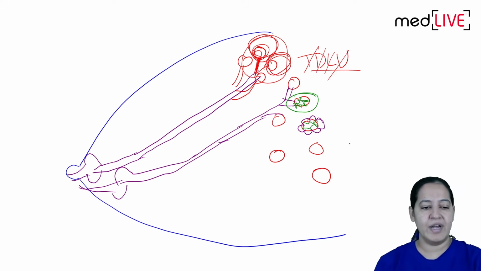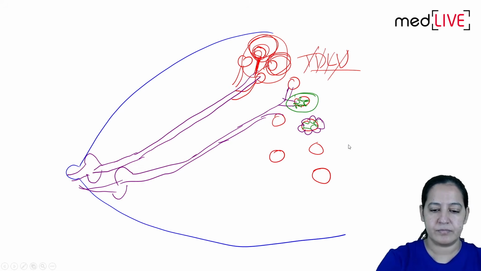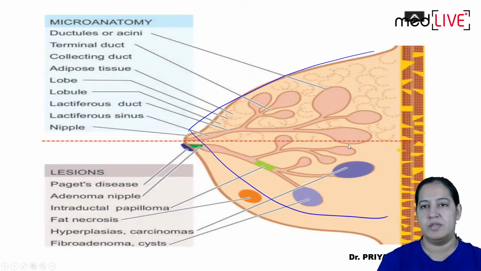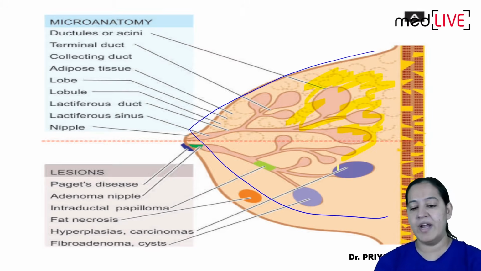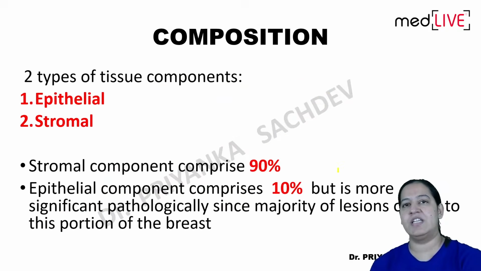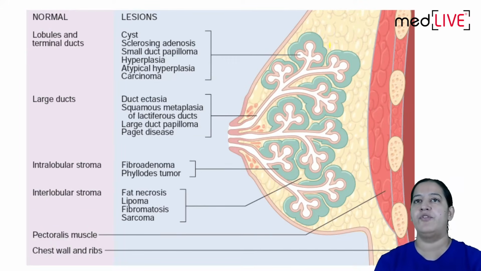Now look at the background. Can you see the background here? The background is known as stroma. In short, the breast has two components, epithelial component and stromal component. You can see it in this diagram also. Can you see the yellow colored stroma? It is basically fat. So the background is stroma.